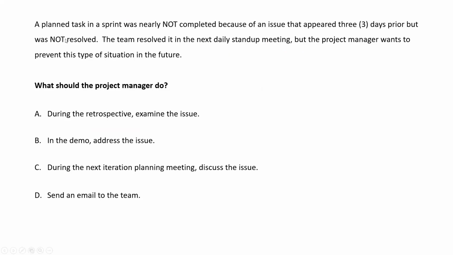Next. A planned task in a sprint was nearly not completed because of an issue. No problem. The team resolved it in the next daily stand-up meeting, but the PM wants to prevent this type of situation in the future. What should the project manager do?